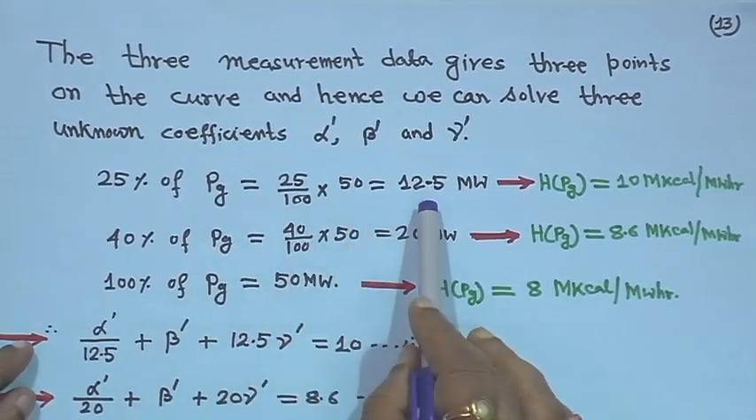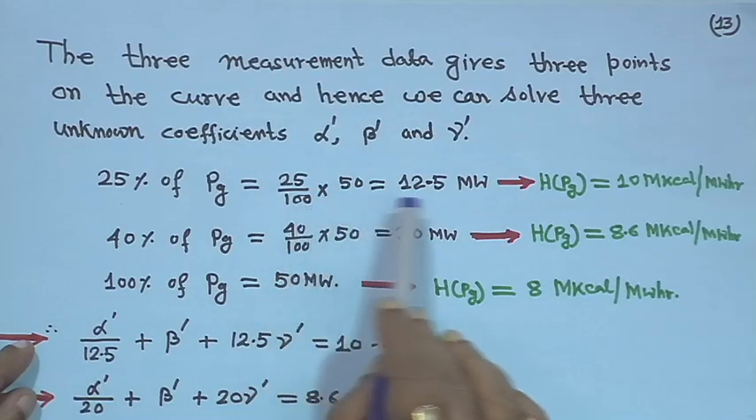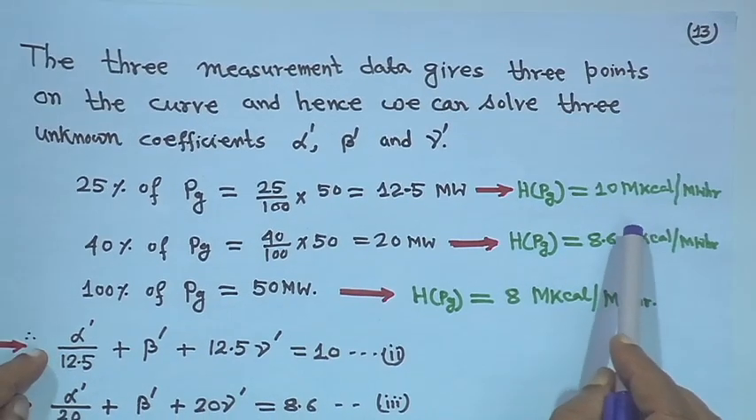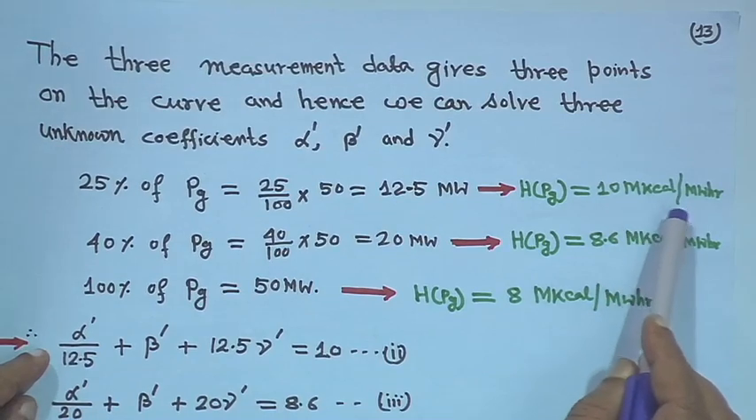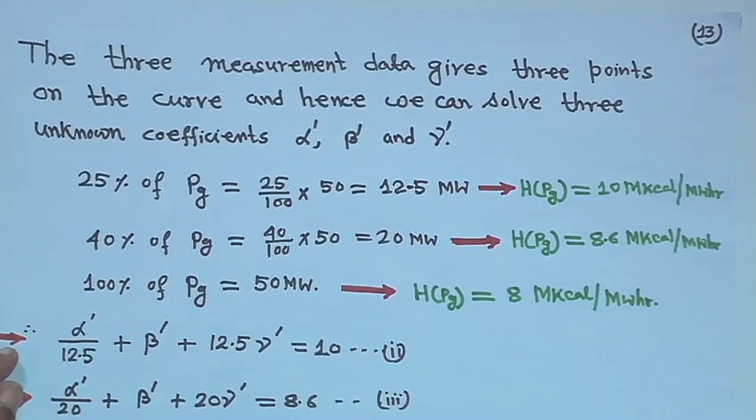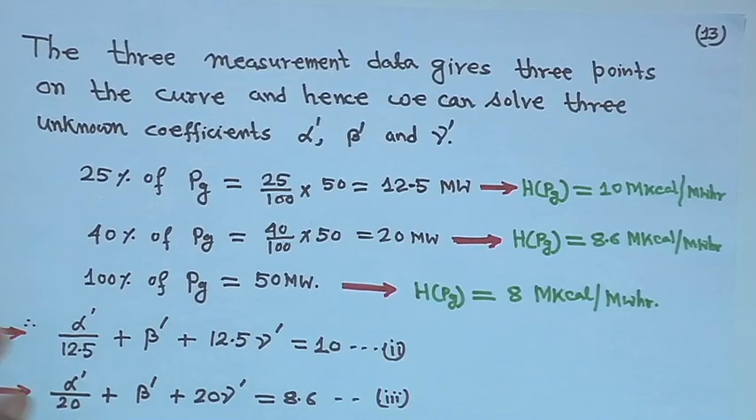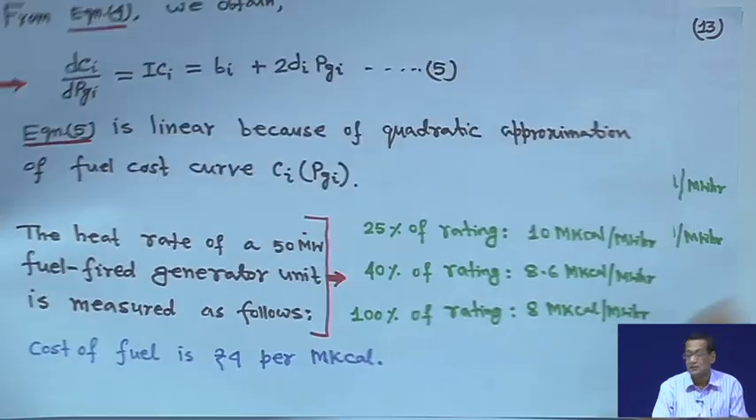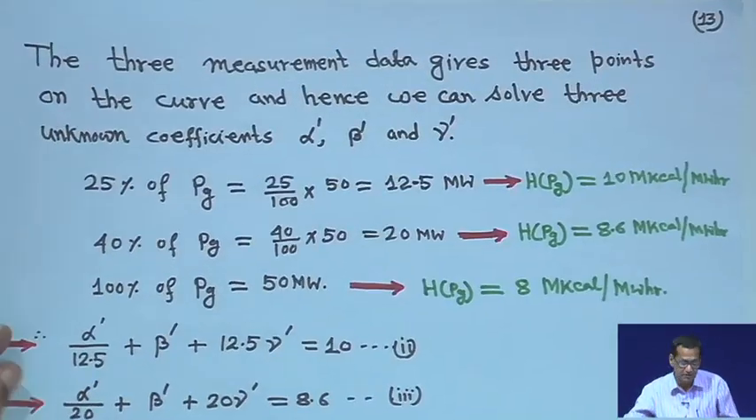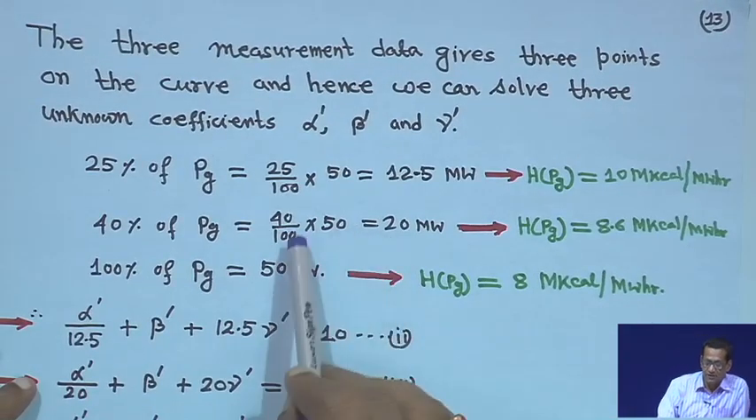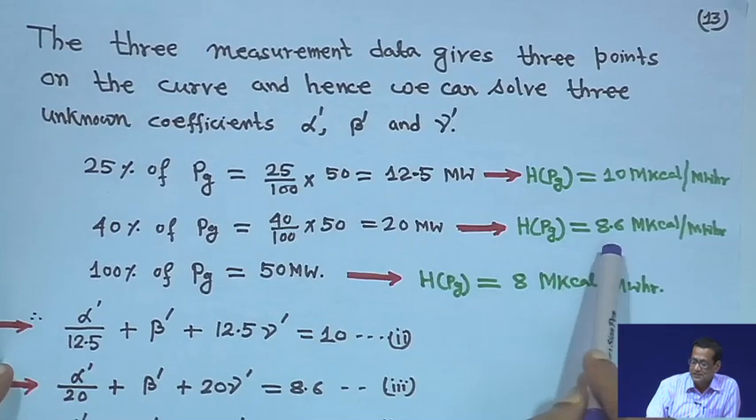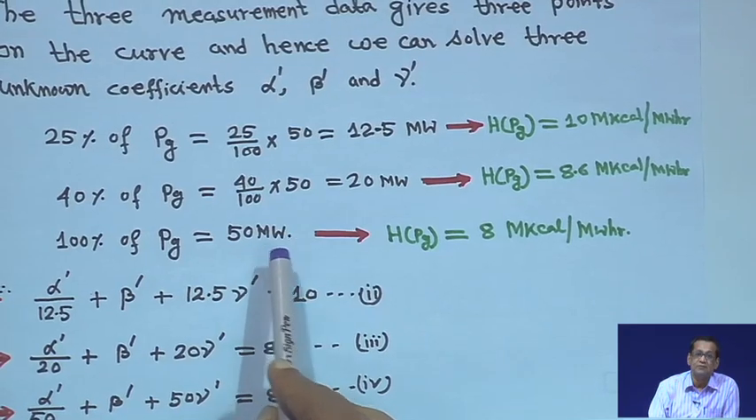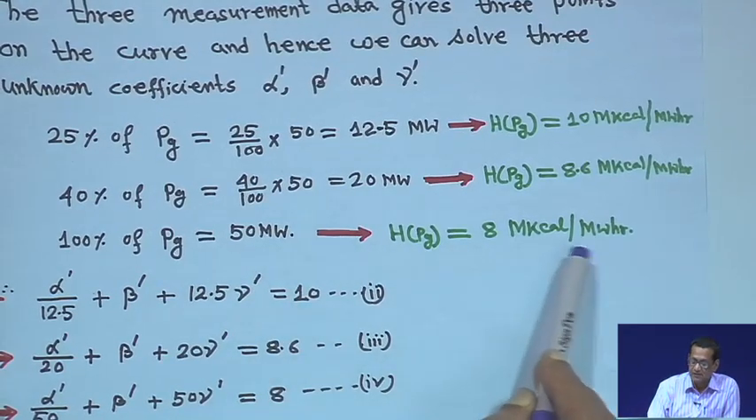25% of Pg, that is equivalent to, it is 50 megawatt rating. So it is 12.5 megawatt, and correspondingly H(Pg) given is 10 mega kilocalorie per megawatt hour. This is given because this is the data given here, 25%, 40% and 100%, right. Similarly, 40% of Pg, that is 20 megawatt, 0.4 into 50, the H(Pg) corresponding to that is 8.6 mega kilocalorie per megawatt hour, and 100% of Pg means 50 megawatt, so H(Pg) is equal to 8 mega kilocalorie per megawatt hour.